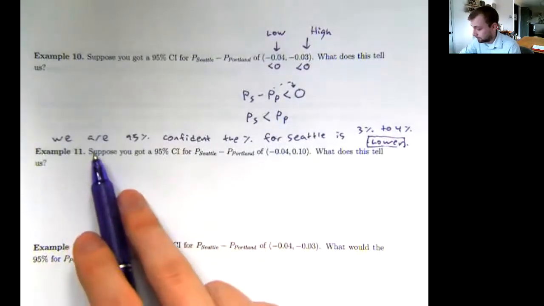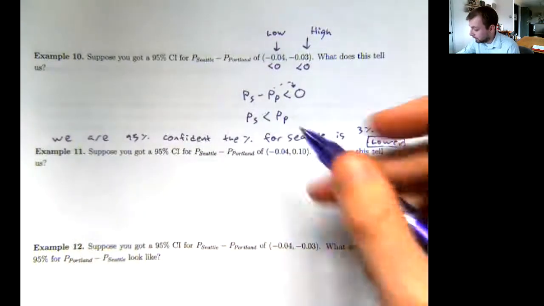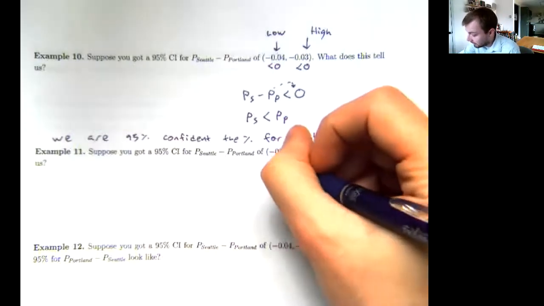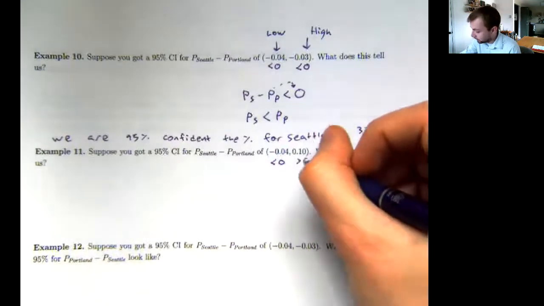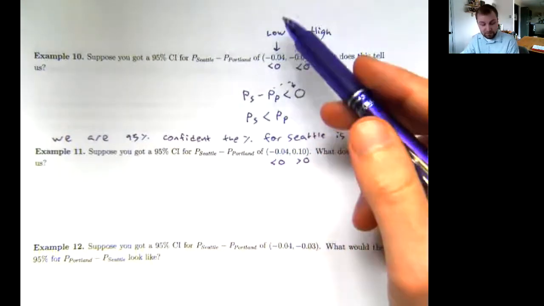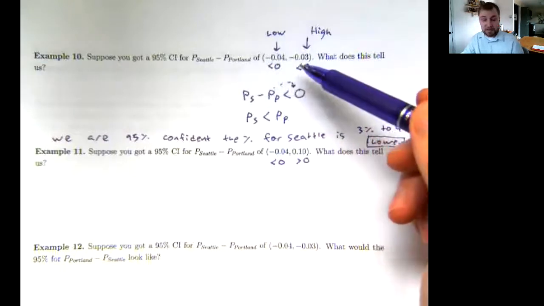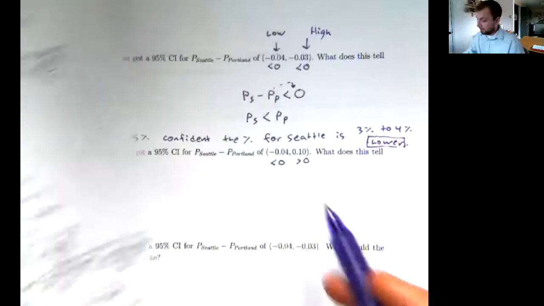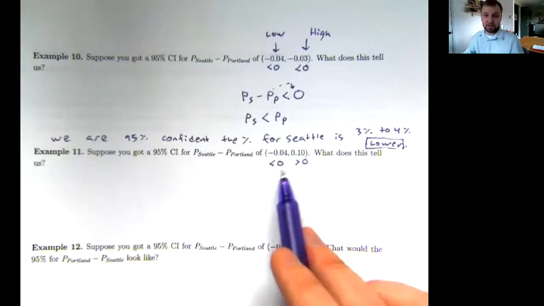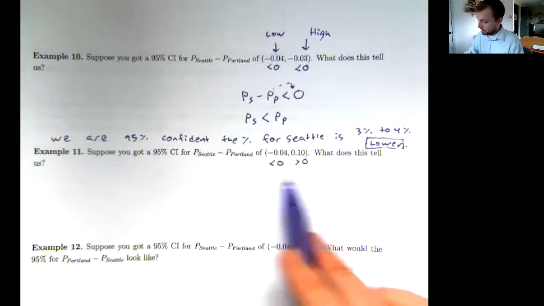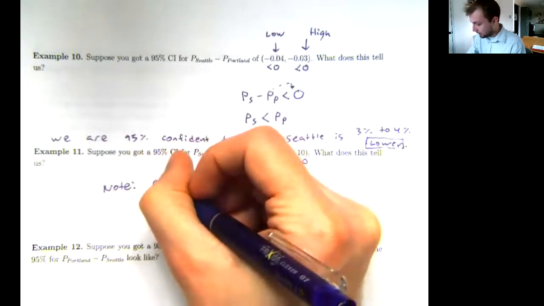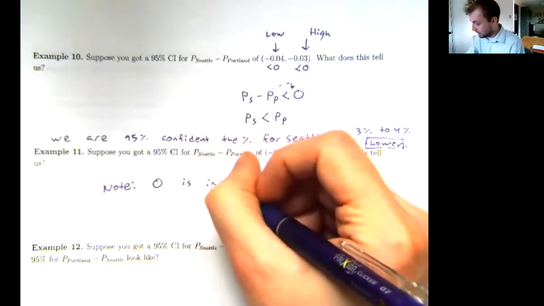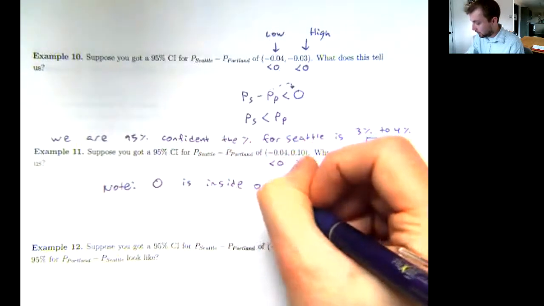Let's look at another one. Seattle minus Portland, -4. I'm just looking at the signs, that's less than 0. And positive, oh no. So previously, I've just had intervals where they've both been negative or where they've both been positive. I've not had one of these half and half things going on. And what's happening here is, note, 0 is inside our interval.